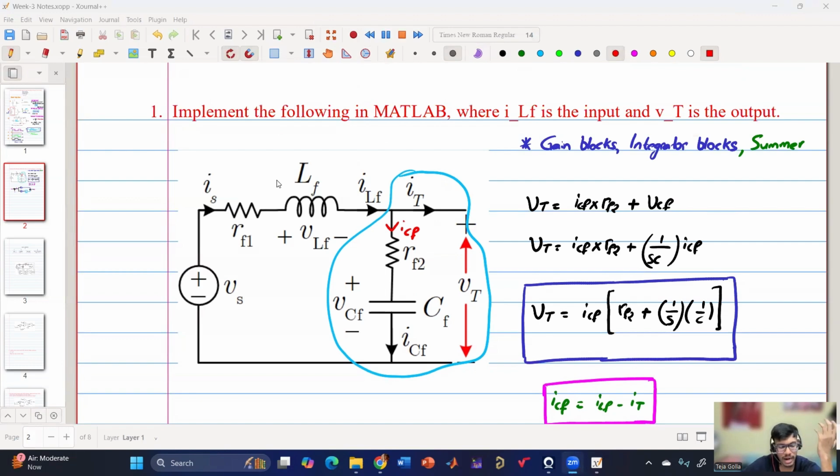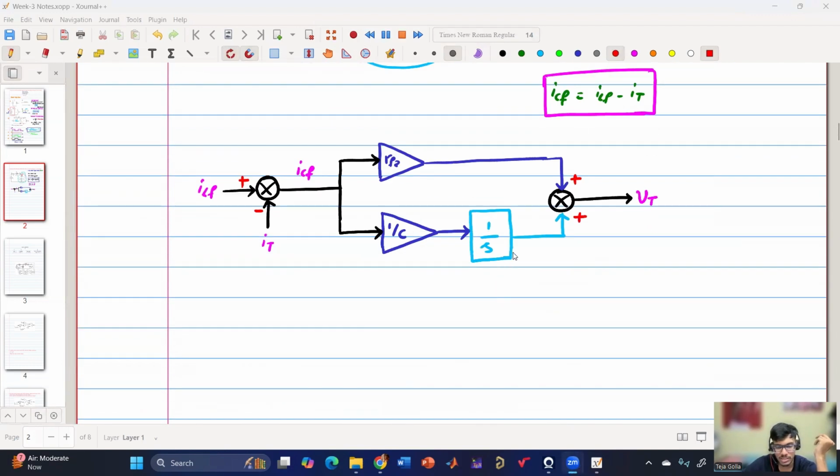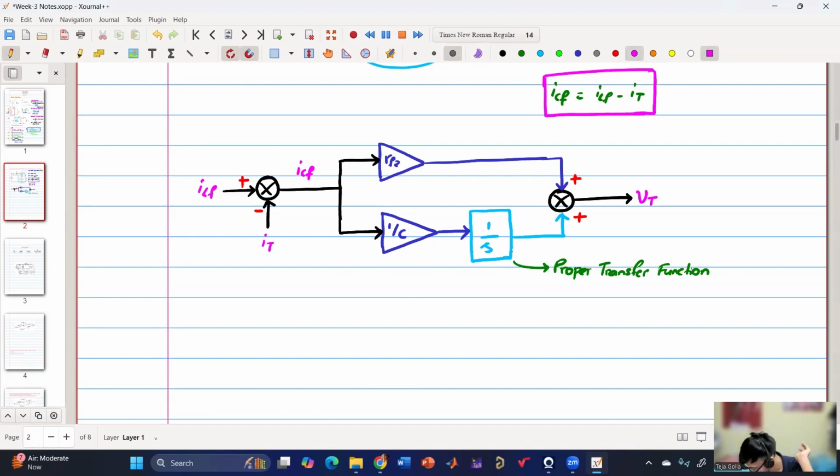In practical implementation or MATLAB, 1 by S is available because this is a proper transfer function. This is very important; you can be asked in any interview. Strictly proper means the order of the numerator is less than the denominator. But if the order of the numerator and denominator is the same, then it is a proper transfer function. So this is a strictly proper transfer function because the order of the numerator is 0 and the order of the denominator is 1. If we consider S, this is an improper transfer function.